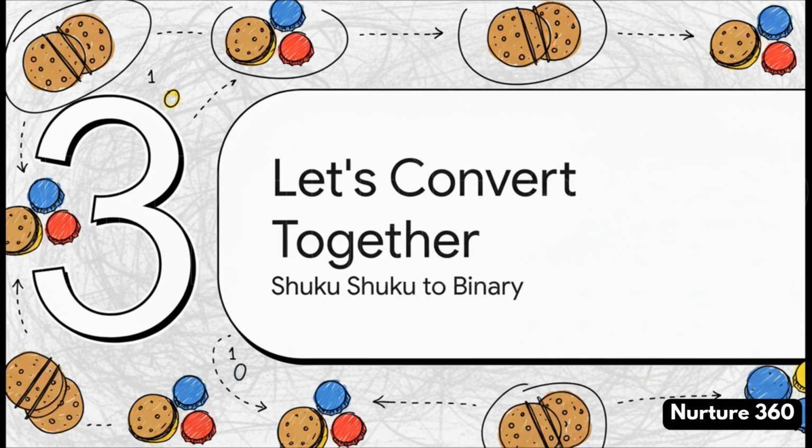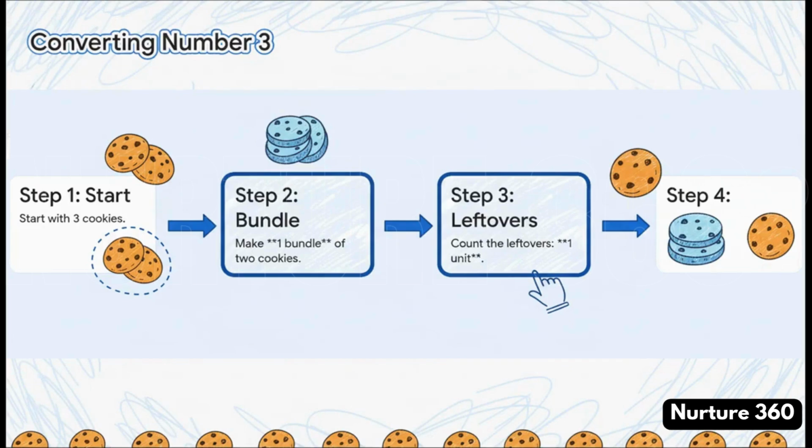And just for fun, we'll start with something delicious: Nigerian shortbread cookies, shuku shuku. Okay, picture this. You've got 3 of those delicious cookies. First question. How many bundles of 2 can you make? Well, pretty simple, right? You can make exactly 1 bundle. And what do you have left over? Just 1 single cookie. That's our unit. So the number 3 breaks down into 1 bundle and 1 unit.